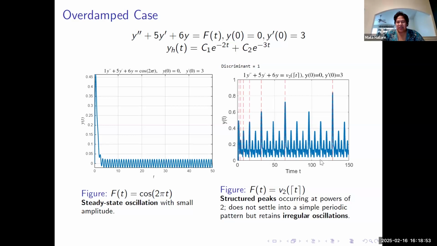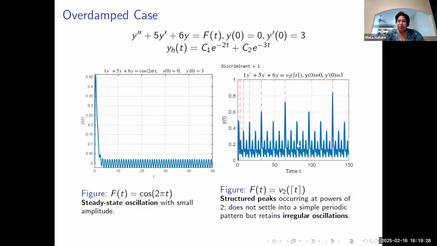Okay? Because using the traditional forcing function, you cannot see such a behavior. To guide your eyes, I put in these red dashed lines to tell you where the peaks happen. So for example, this peak in the behavior of the solution occurs at 128, which is 2 to the 7. This peak here occurs at 64, right? And 64 is 2 to the 6. This peak here occurs at 32, and so on and so forth.